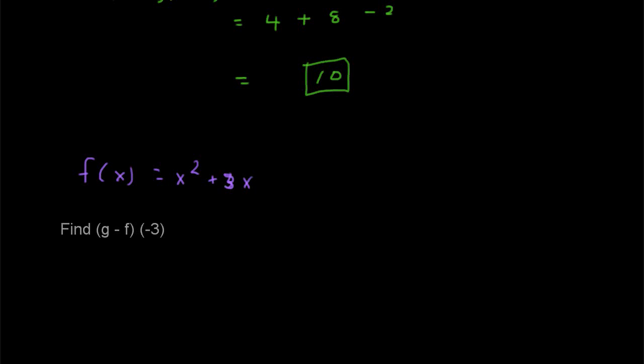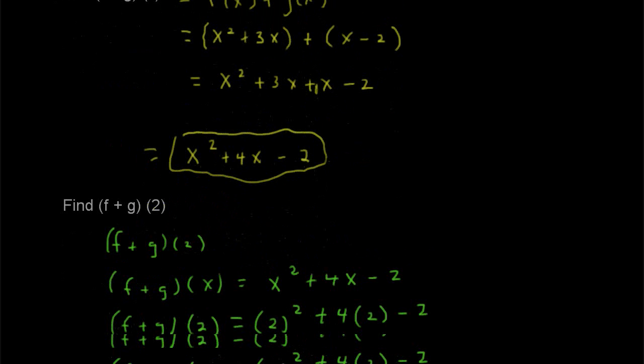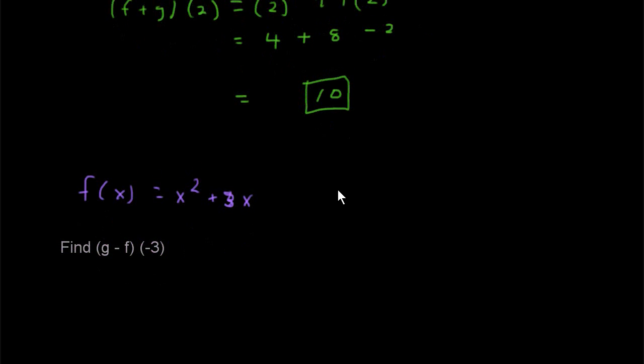And what was g of x equal to? I've forgotten. It was x minus 2. So g of x is x minus 2. Okay, armed with that information, see if you can figure out what g minus f of negative 3 is. Put it on pause and we'll check answers.